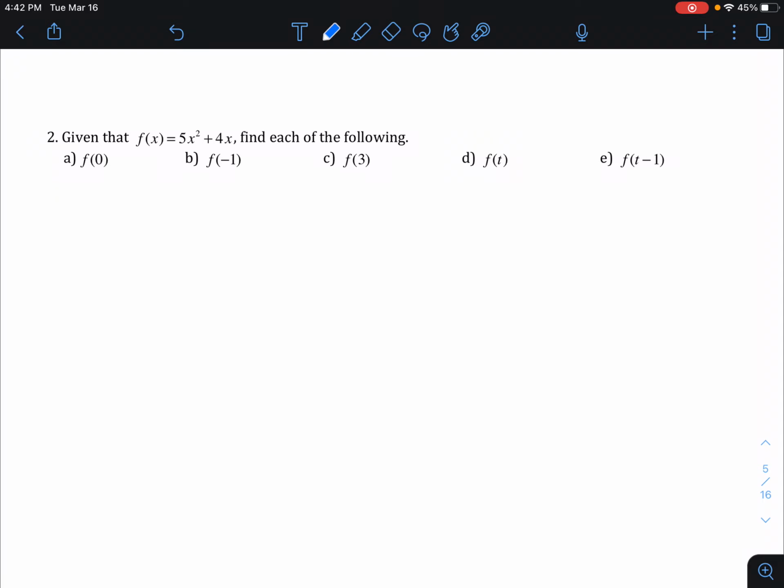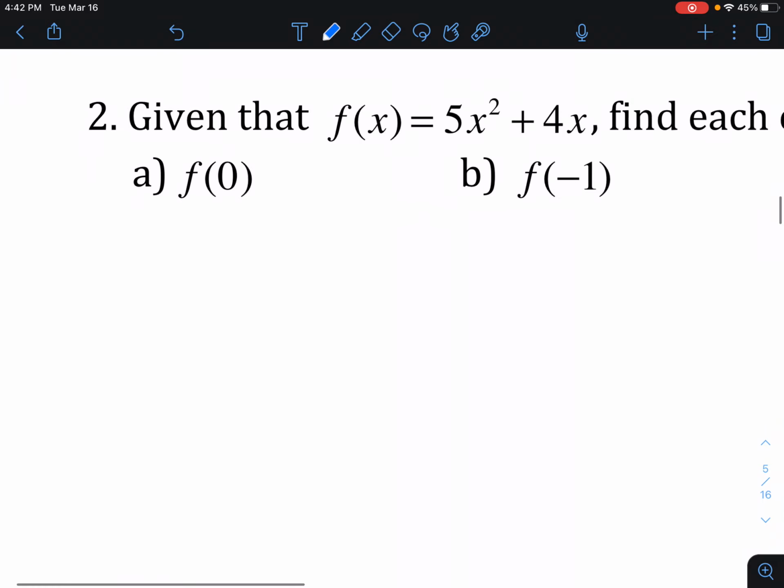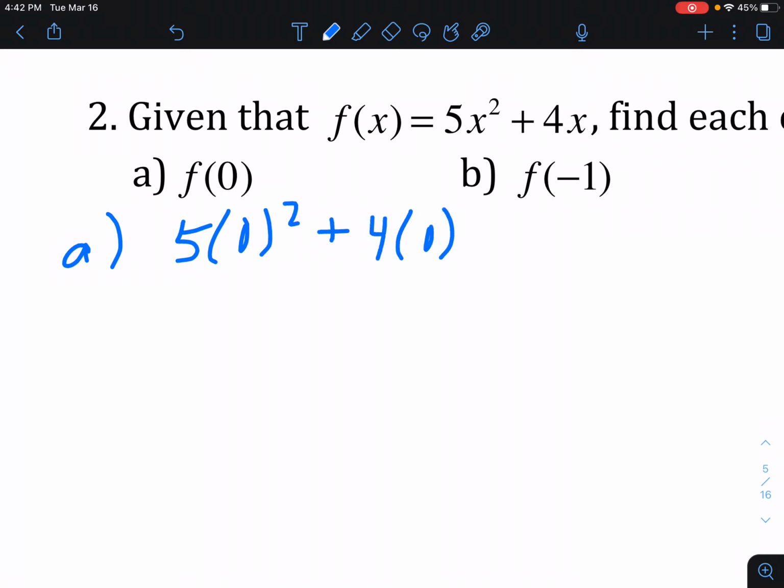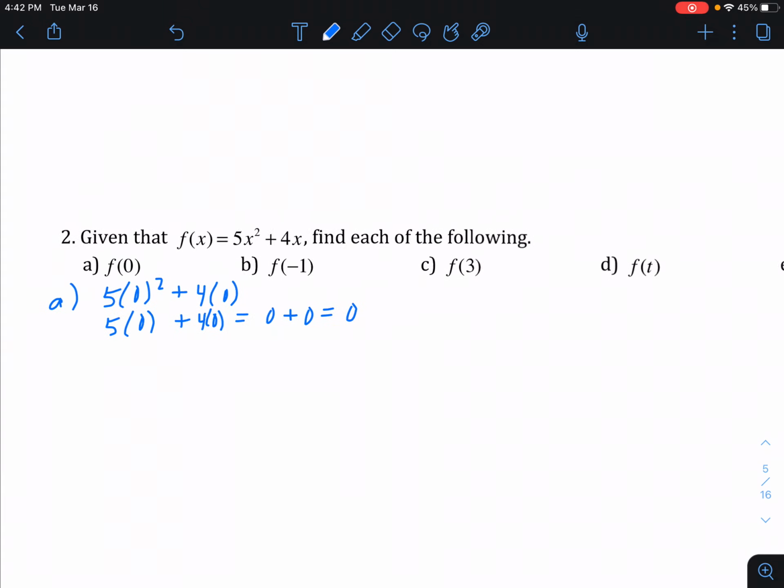Okay, gonna hit up, let's go with letter A here. Go with a simple one. So f of 0, so that'll be 5 times 0 squared plus 4 times 0. So the exponent would be 0. 0 squared is 0. Then 5 times 0 is 0, plus 4 times 0 is 0, and your answer is 0.